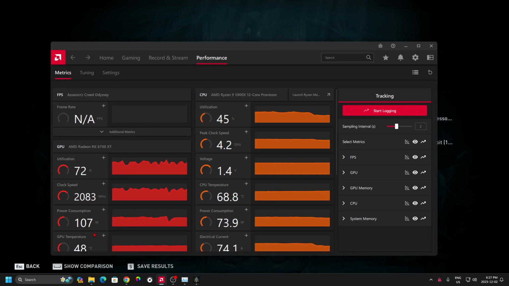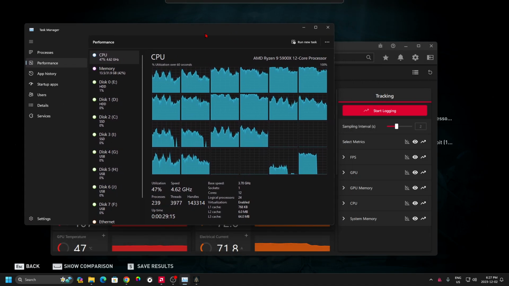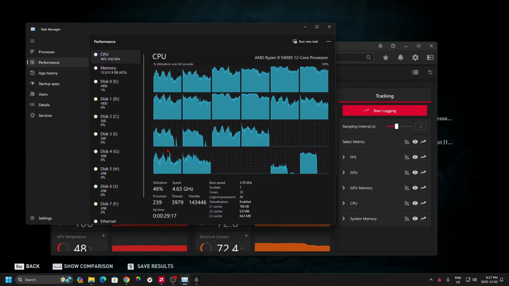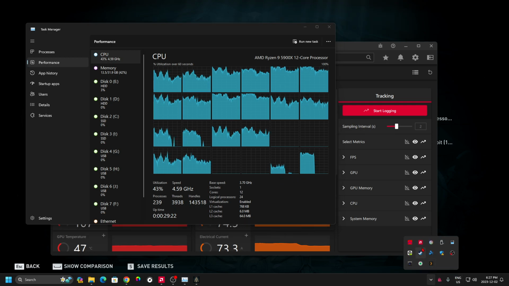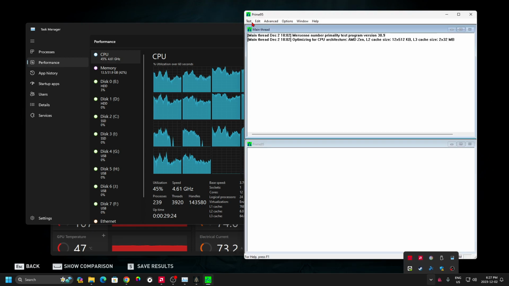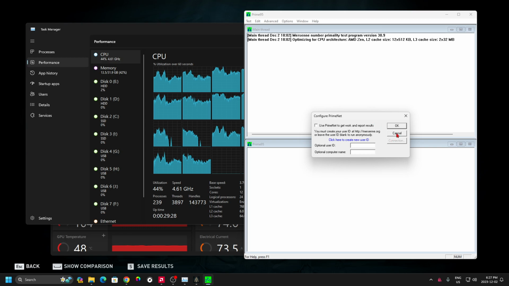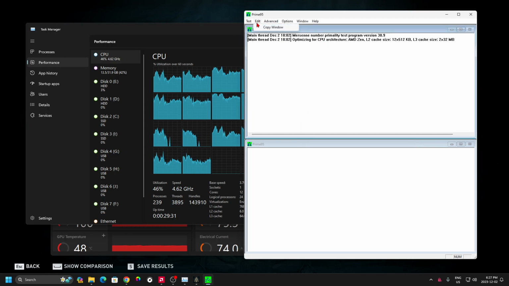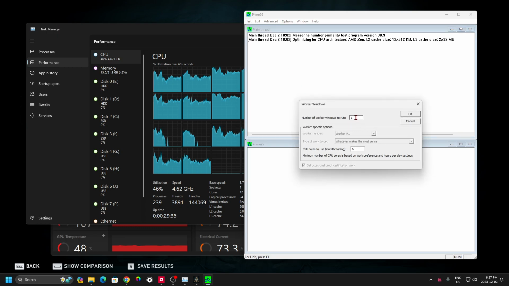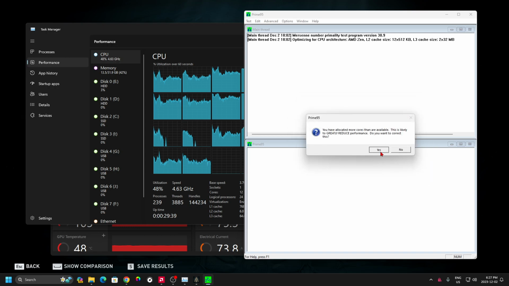And just to show you guys that all the cores on my new processor are working, I'm going to start Prime 95, and you'll see everything is going to reach 100%. So I'm going to put 12.